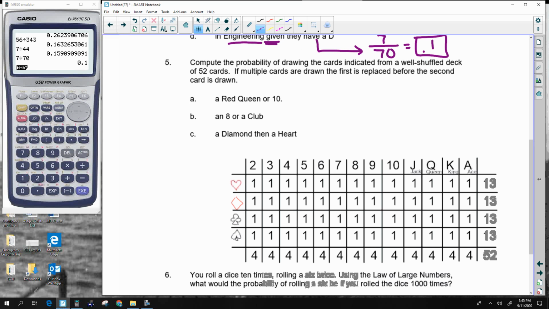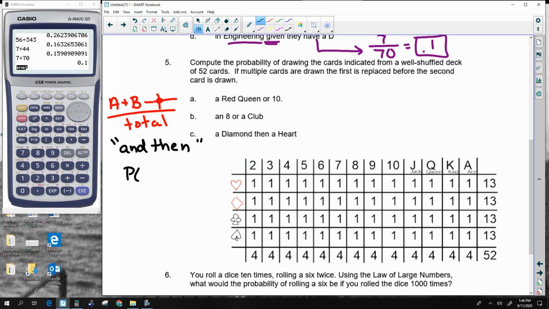On to the cards problem. Ooh, we have an and then problem. Oh, cool. I like this. All right, or. Or implies you add the two things up and you subtract off any intersection that you have. That's out of the total. And again, don't forget that the word and then implies you take the probability of A and then the probability of B, whatever those individual probabilities happen to be at the time. So it'll be probably an adjustment. It'll be a given, but we'll cross that bridge when we're there.